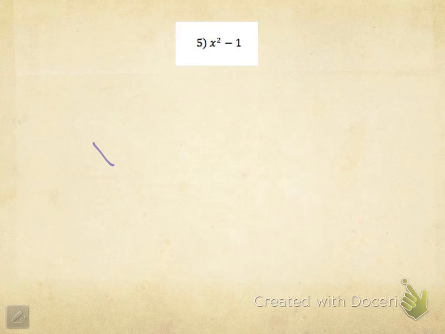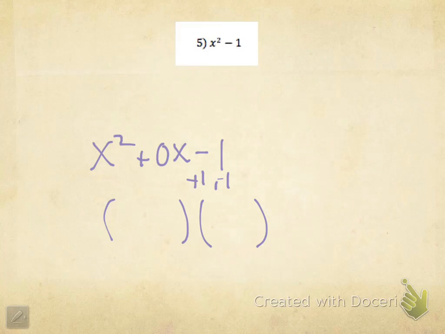Okay, so if I wanted to rewrite this, I need two things that multiply to get me -1 and add to get 0. I could take the square root of 1 to see what it's going to be, which is 1 and 1. So we make one positive and one negative. Does that add to give me 0? It does. So my answer is x minus 1 and x plus 1.